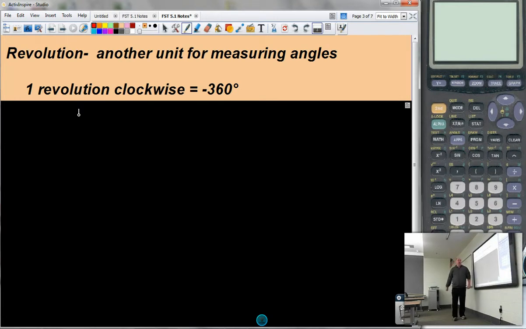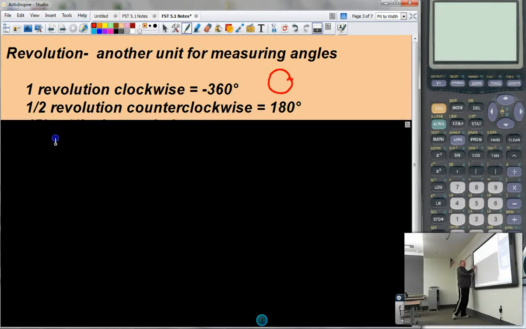So a revolution simply is once around the circle. So 1 revolution is equivalent to 360 degrees. Half a revolution would be 180 degrees. Now notice I've thrown in a couple counterclockwise and clockwise just to show off the positive and negative.